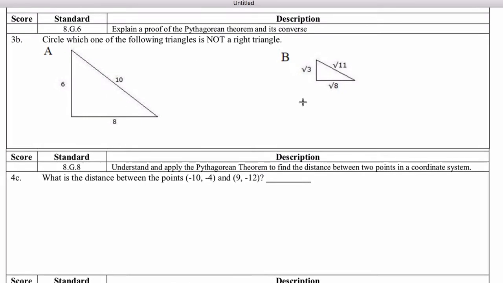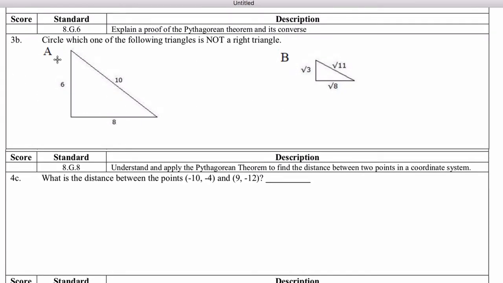Moving on to the Pythagorean theorem. We've got a proof of the Pythagorean theorem and its converse for this standard. Right now we're not explaining the proof, we're just working on the Pythagorean theorem to figure out which one of the following triangles is not a right triangle. Be really careful when you see the word not to include that in your thinking the whole time. I think often students make a mistake and say, oh, this is a right triangle, they circle it, but then they get the question wrong. It's frustrating.